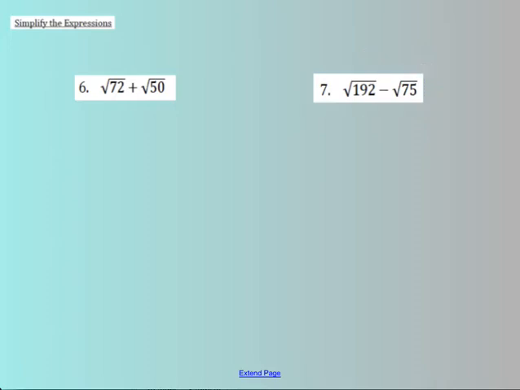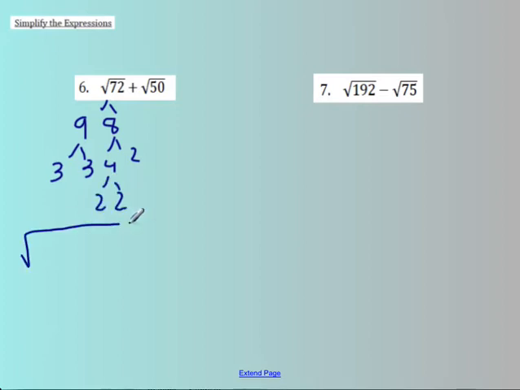So how do I break down 72? Well, I can break that down into 9 and 8. Well, 9 I can break down to 3 and 3. 8 I can break down to 4 and 2. And the 4 itself is going to break down to 2 and 2. So for the square root of 72, I'm going to have the square root of 2 times 2 times 2 times 3 times 3. Then I also want to break down the square root of 50.